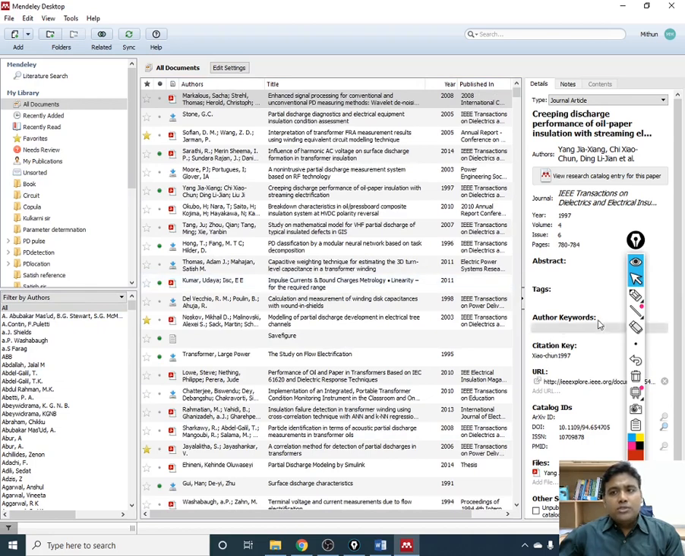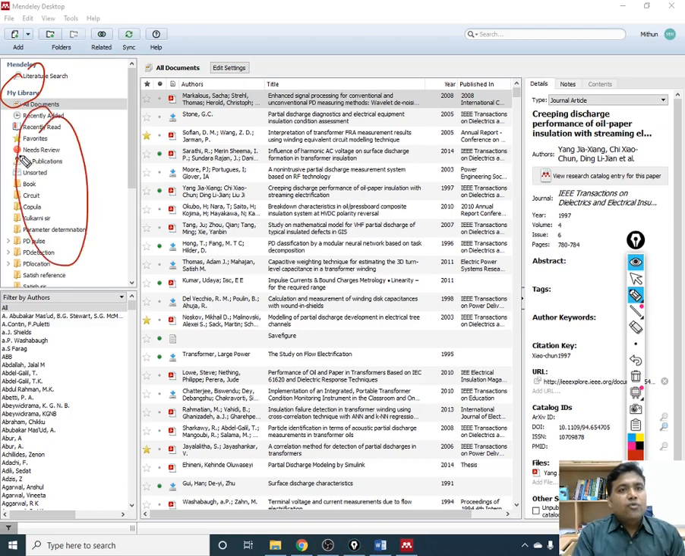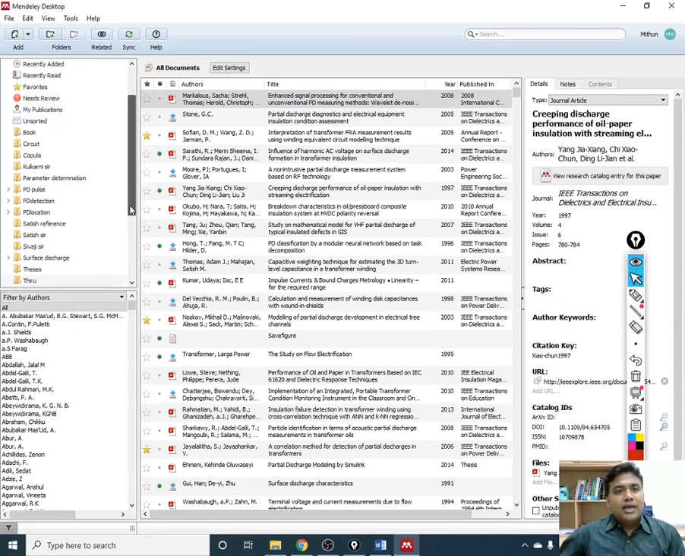Again, if you observe here, there is something known as the library. In the library, you can make folders. Whenever you are doing research, you can make folder by folder so that your research items are grouped. Let me show you how we can group your research.